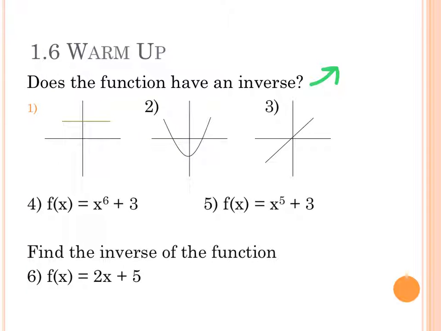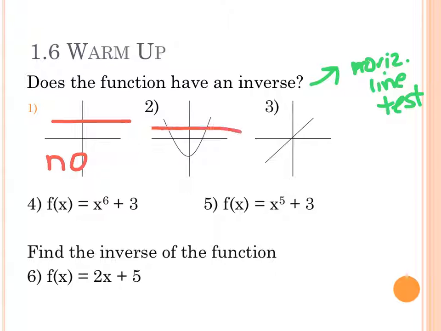Using a graph. The horizontal line test, right? So if a horizontal line crosses your graph at more than one point, then it would not be 1-to-1, which means it does not have an inverse. So does number 1 have an inverse? No, it fails at every single point along the way, right? Does number 2 have an inverse? No. Does number 3 have an inverse? Yes. And if we needed to find it, we would plot our points. We would switch the x and y points to find the inverse, okay?